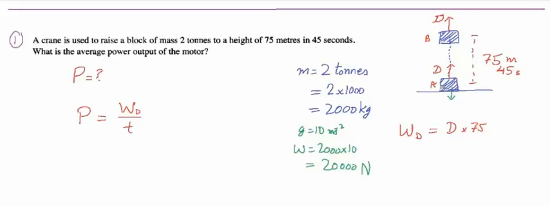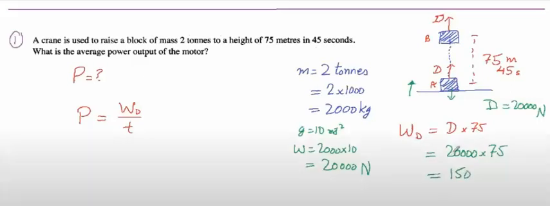So it means that D is equal to 20,000 Newton, since it is going with a constant speed upwards. The forward force is equal to the backward force. So the work done by the driving force will be 20,000 multiplied by 75, which is 150, and then 4 zeros, so this much joule.